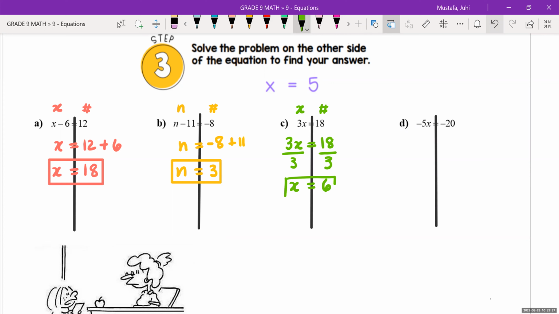Now, this example just worked out nicely, but sometimes you won't end up getting whole numbers. You might actually have a fraction that you're going to have to keep a fraction, and that's okay.